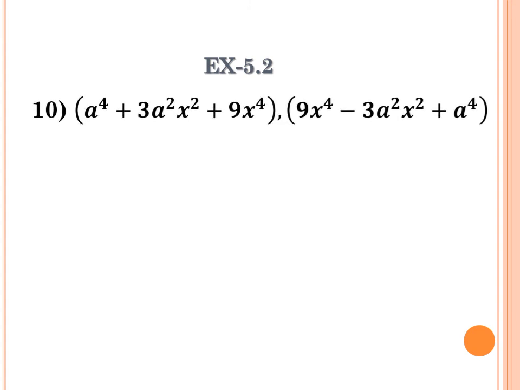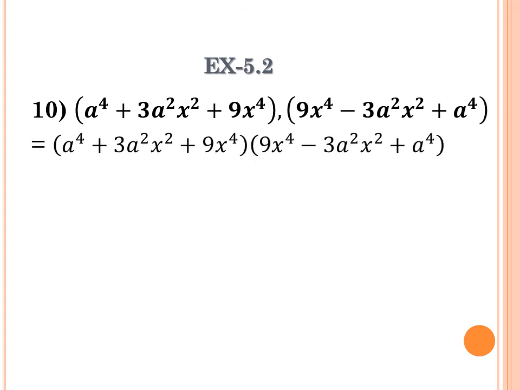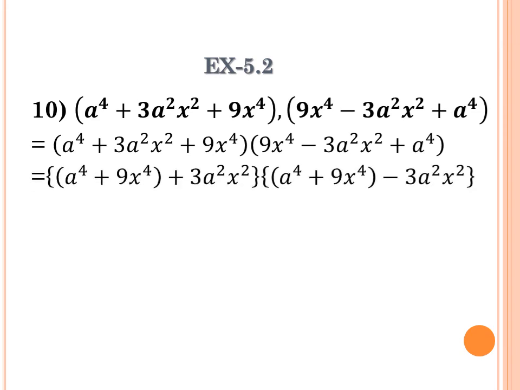Next math will be math number 10. In here also there are 3 terms. So these 3 terms we have to make 2 terms: a to the power 4 plus 9x to the power 4, because we will arrange this a to the power 4 plus 9x to the power 4, because with 3a square x square there is a plus term, and 3a square x square there is a minus sign. That's why these two terms we will make the difference. So a to the power 4 plus 9x to the power 4 plus 3a square x square, and then minus.